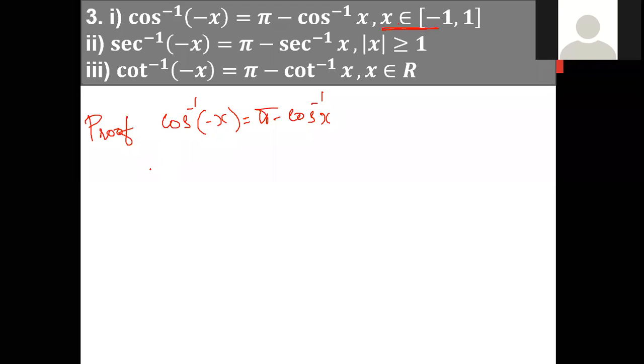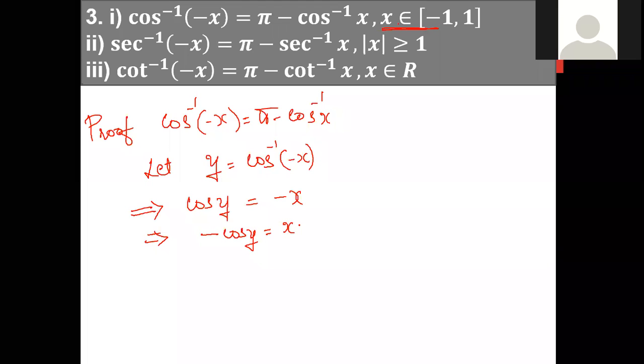So what we'll do, again take let y is equal to cos inverse of minus x. Take the left hand side as y. Similar step. So cos y is equal to minus x. What I'll do is I'll take this minus sign to this side, that is divide by minus 1. So what I'll get? Minus cos y is equal to x.